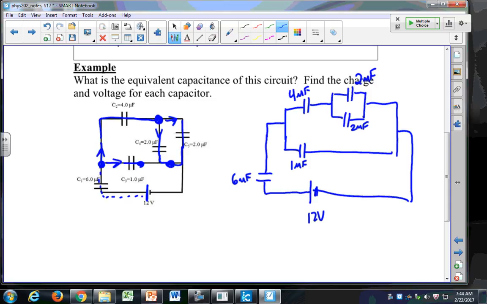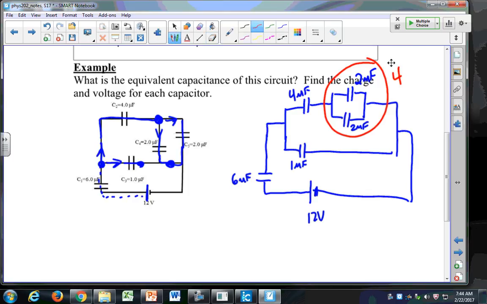And then I have down here a 1 microfarad and a 2 microfarad in parallel, so that is 3. 2 plus 1 is 3. And then I have a 3 and a 6 microfarad in series, and that's going to be 2. Let me write that down. So first, I recognize that this is not 1 over, it's equal to 2 plus 2, which is 4.